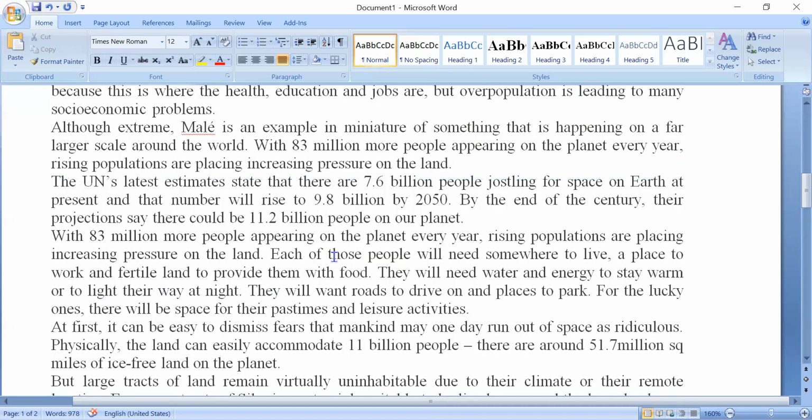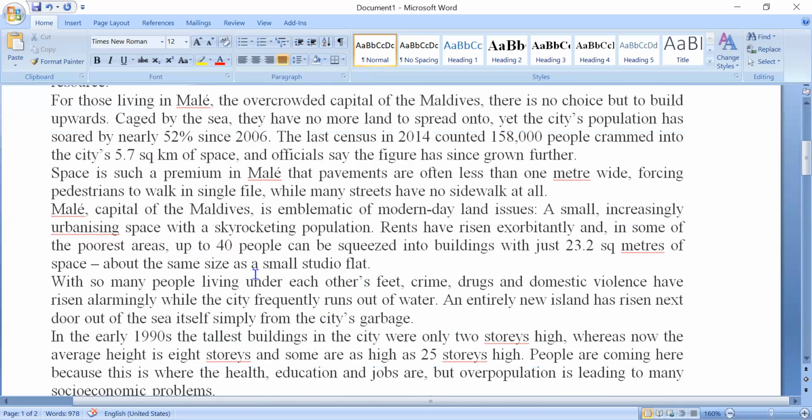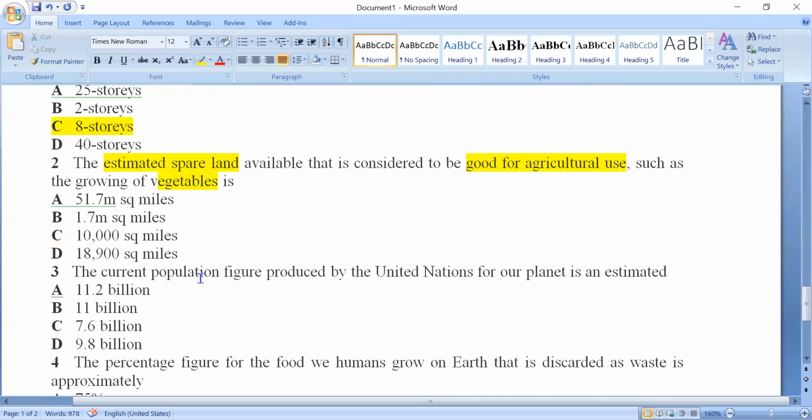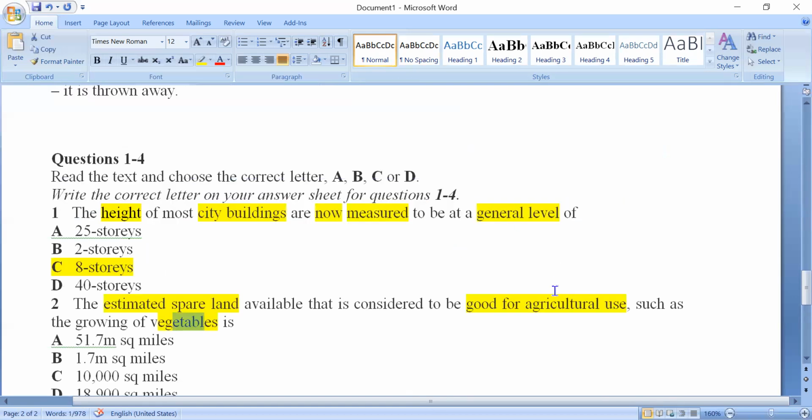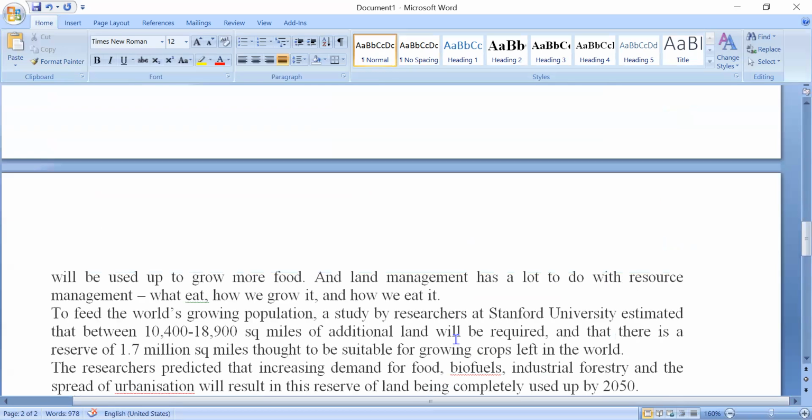Okay, no problem. So, these reading passages are sometimes trickier. Since we had a discussion, no problem. We will look into the question once again. Estimated spare land. Considered for good agricultural use, such as vegetables. Good for agricultural use as estimated spare land.